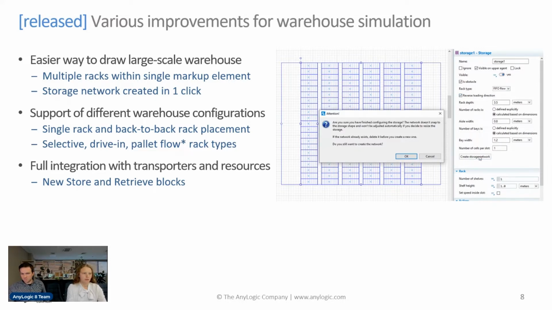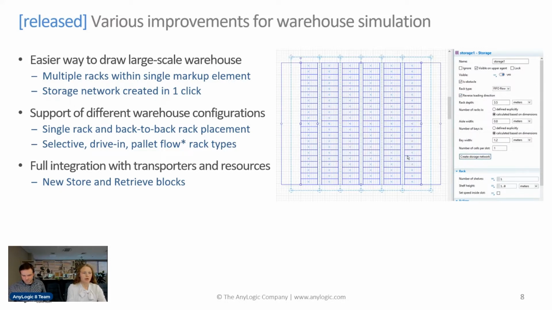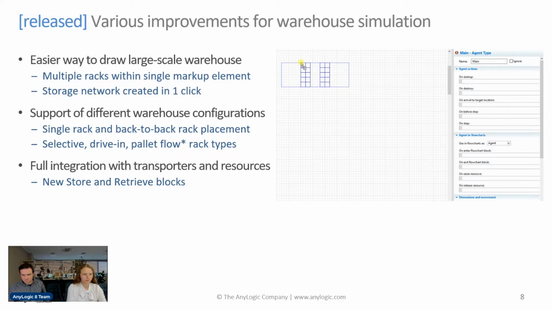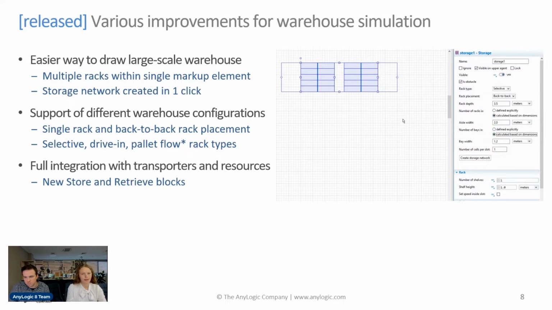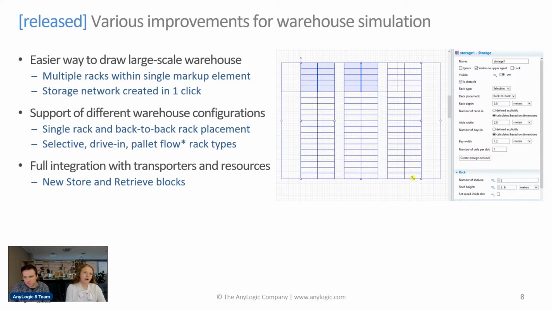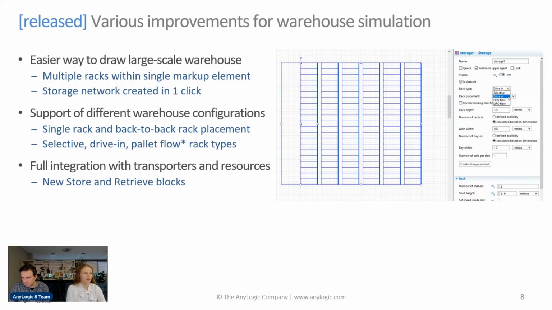With this element, using just one instance, you can create large store warehouses. As you can see on the screen, you just need to take the markup element to the canvas, set the number of racks and bays that you need, and select the rack type and rack placement that fits your warehouse. And that's it. Your warehouse layout is ready. Currently, AnyLogic supports two types of racks in warehouses: selective ones and drive-in ones.